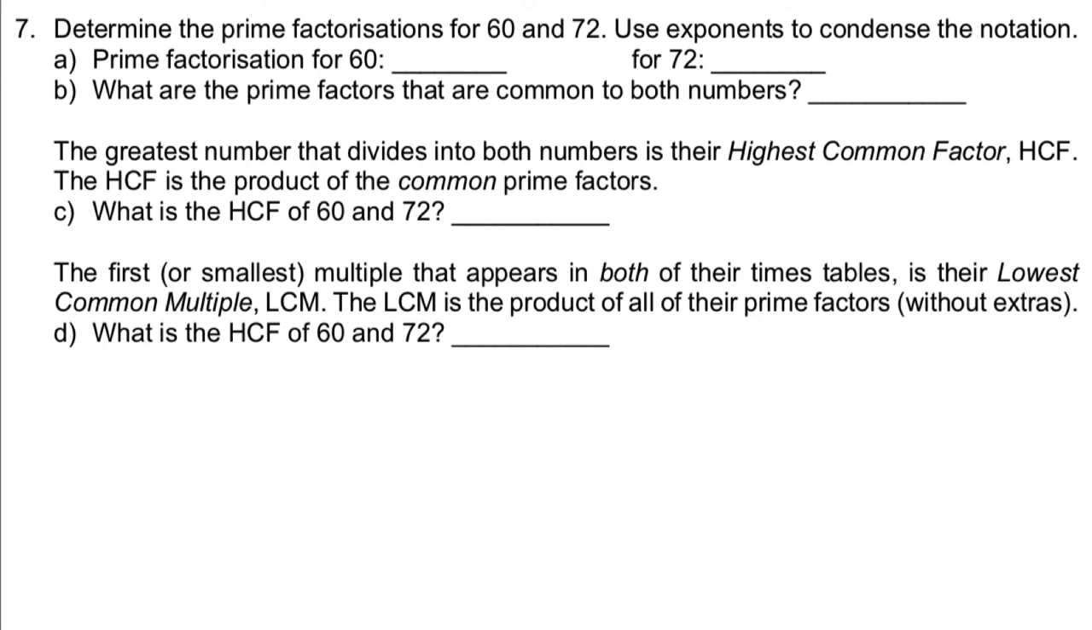Now that we have some practice and experience with our factor pairs, we're going to use them to come up with things called the highest common factor and the lowest common multiple. So let's consider 60 and 72 and come up with their prime factorizations. 60 is 6 times 10.